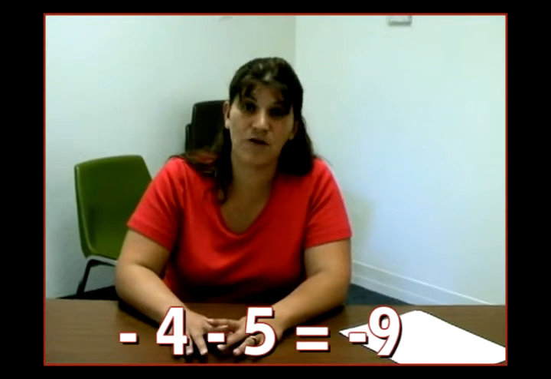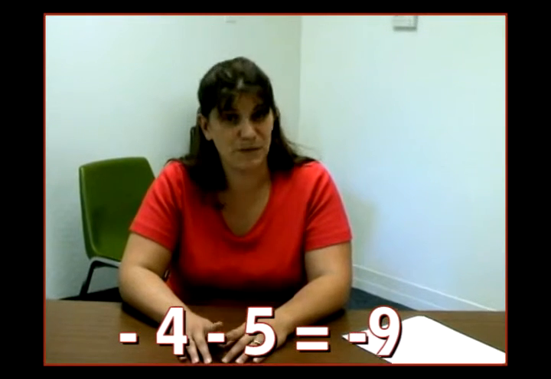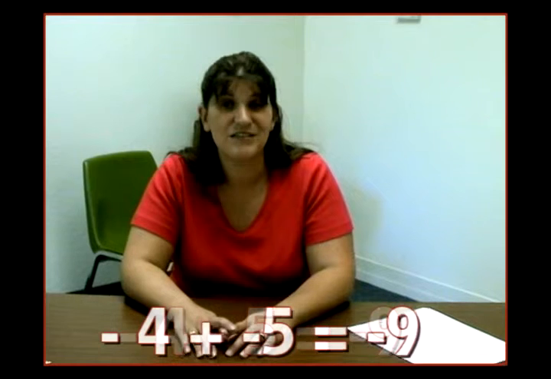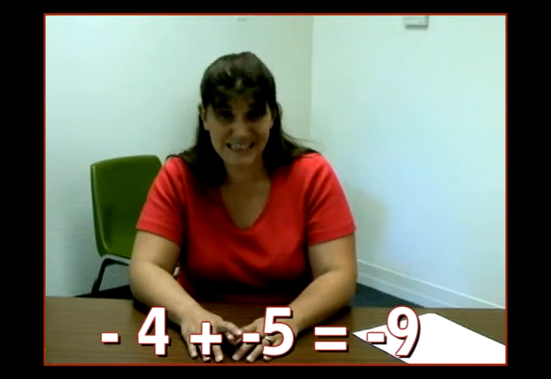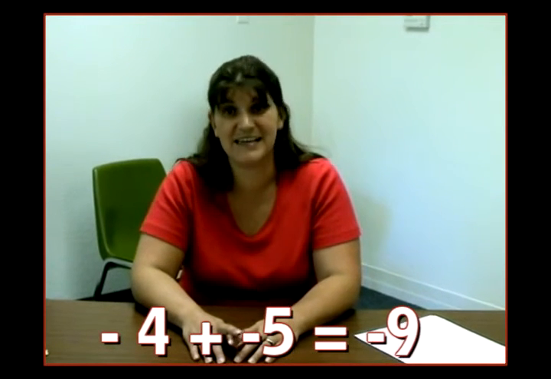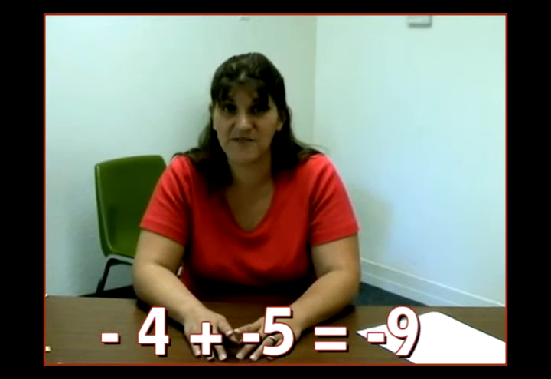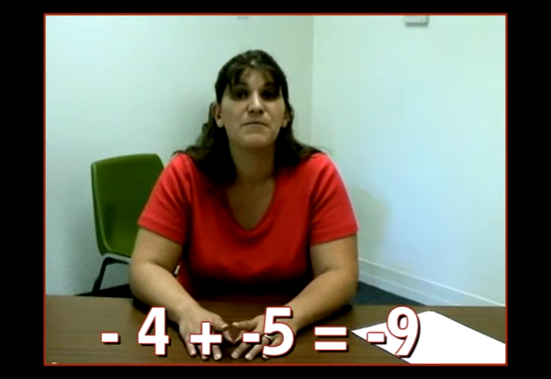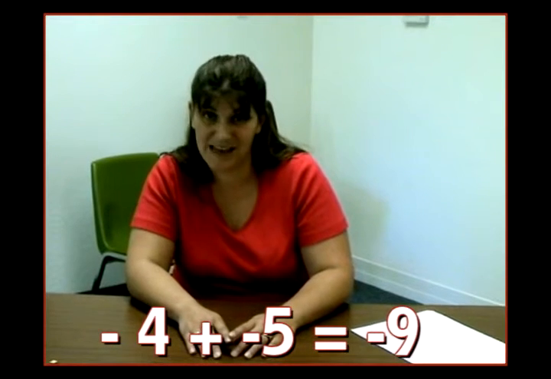So for another example, we have negative 4 minus 5. Remember, we add the opposite. So the opposite of 5 is negative 5. So instead of saying negative 4 minus 5, we say negative 4 plus negative 5.